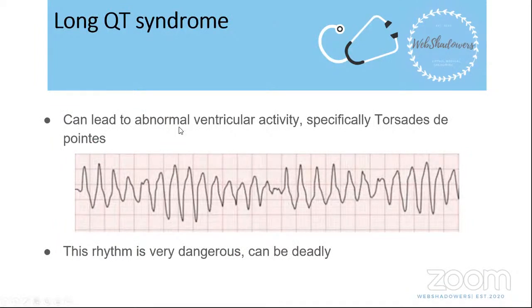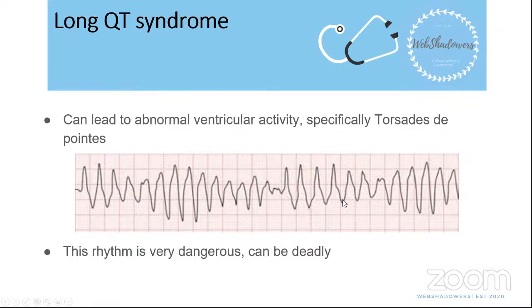So again, long QT interval. This is very dangerous. It can lead to abnormal ventricular activity. There's actually this rhythm called torsades de pointes. I think it's a French word that I'm going to completely butcher trying to pronounce. But we call it torsades de pointes. And it's this idea that you have this varying amplitude of ventricular activity.